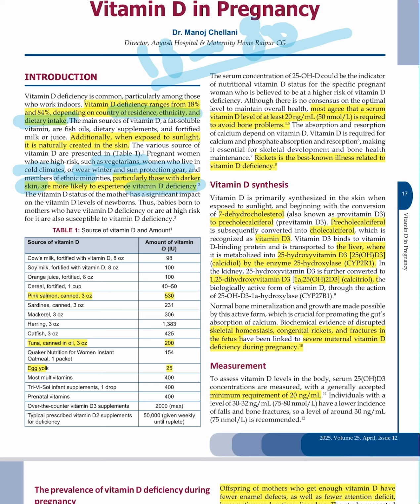Okay, so for vitamin D, at least 20 nanograms per ml is a normal value to avoid any bone problems. If vitamin D deficiency occurs, there is rickets. Vitamin D synthesis is very important. So first, come to the skin. You start with the skin.